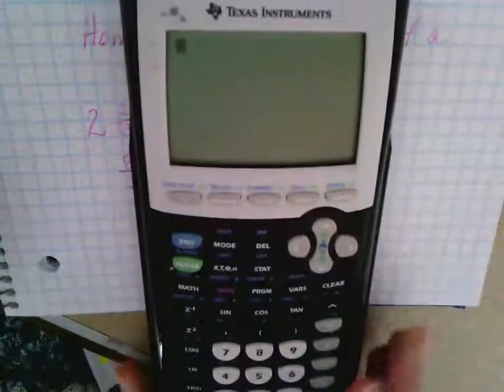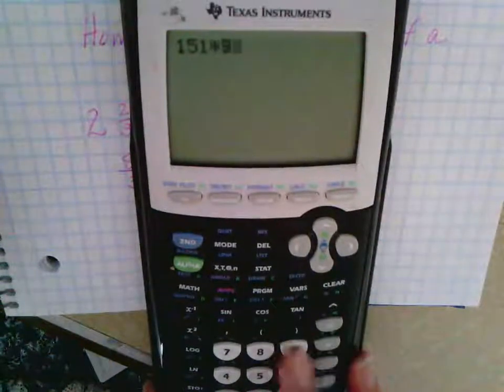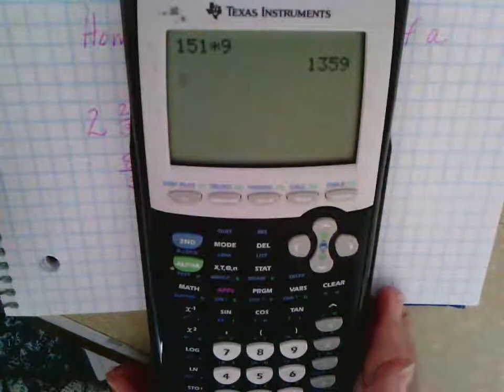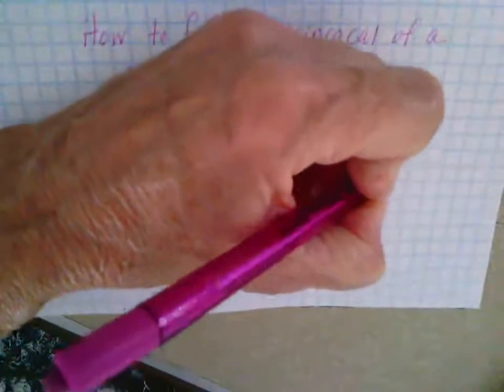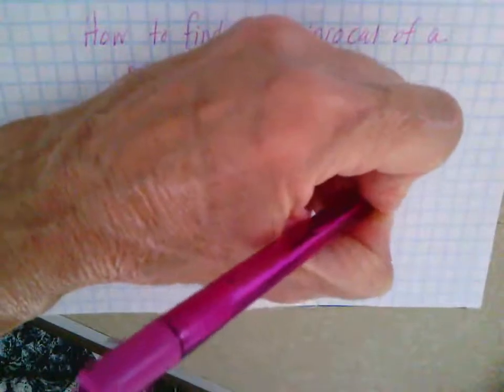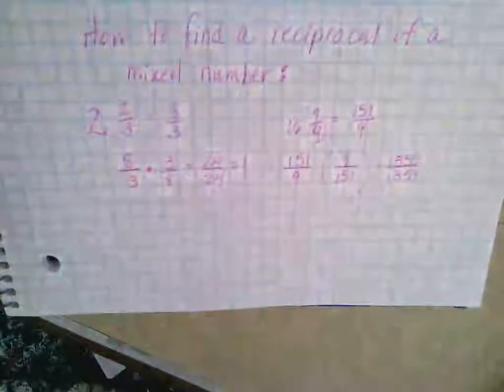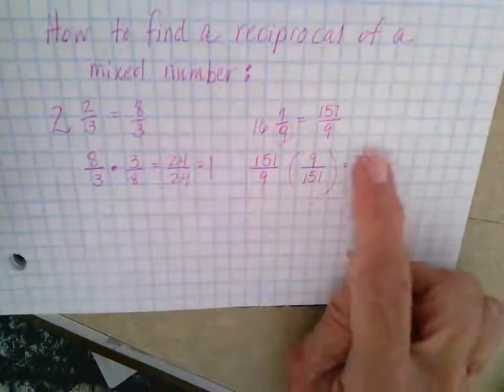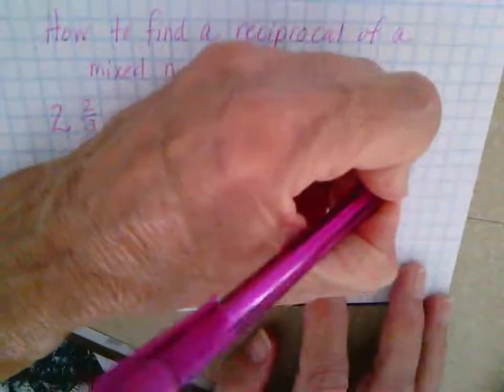151 times 9 is 1,359. 1,359. So I would get the same product if I multiply here. Any number divided by itself is equal to 1.